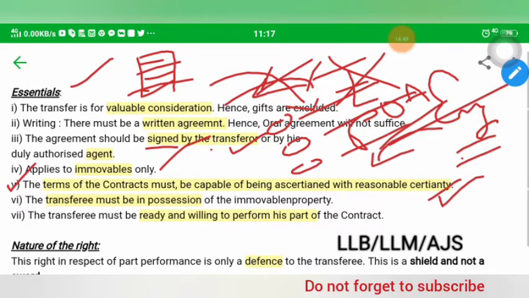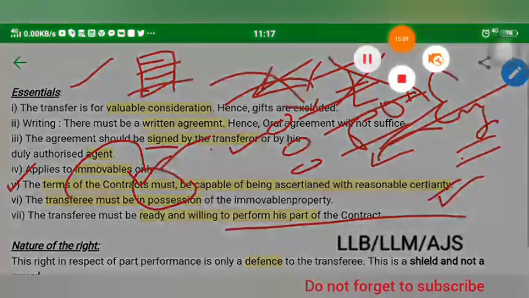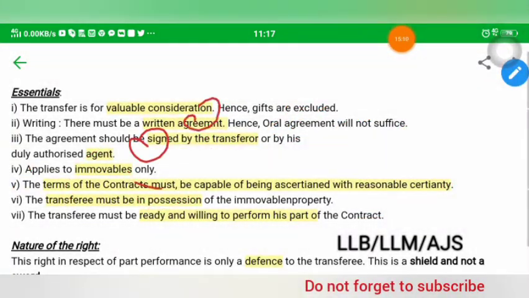Then comes point six: the transferee must be in possession of the immovable property. He must be in possession, that's why he cannot be evicted. Then seven: the transferee must be ready and willing to perform his part. The transferee must be ready and willing to perform his part.